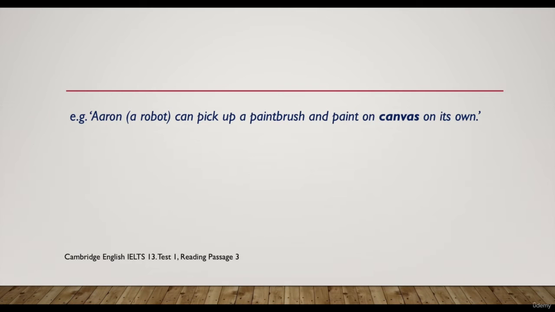And the passage example, Aaron, a robot, can pick up a paintbrush and paint on canvas on its own. This means that there's this robot called Aaron, that's his name, and he can just pick up a paintbrush and start painting on canvas by himself or itself, because it's a robot. So this robot can use canvas to paint on, just like artists.